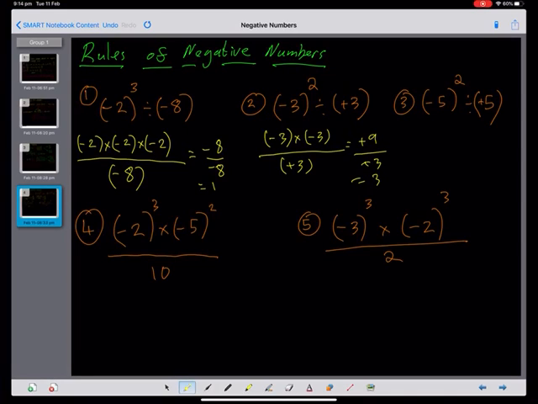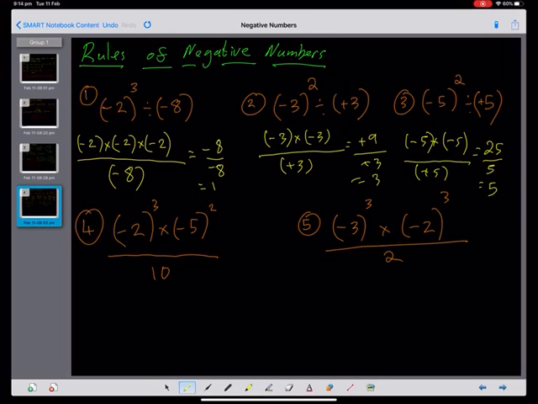Okay, so question number 3, we've got negative 5 multiplied by negative 5. Let's put brackets around there. All divided by positive 5. So a negative times a negative is a positive. So 5 times 5 is 25. Divided by 5 is just simply 5.